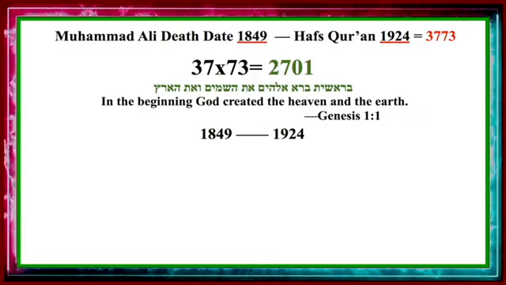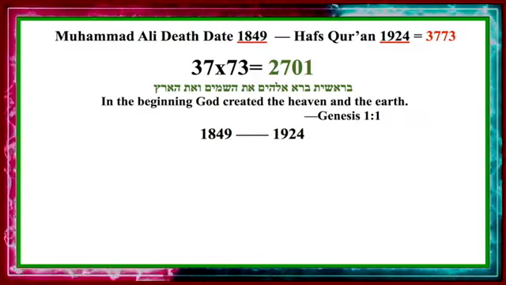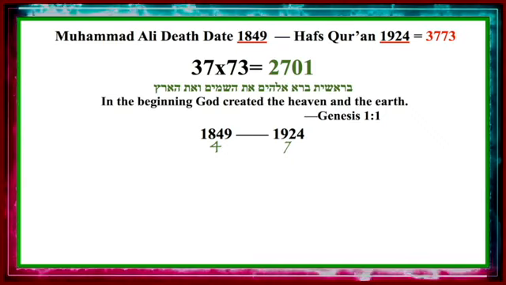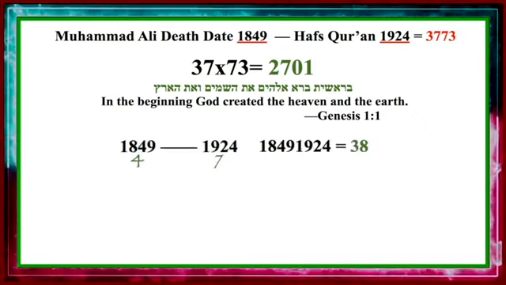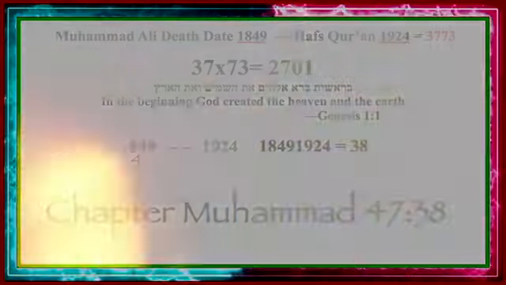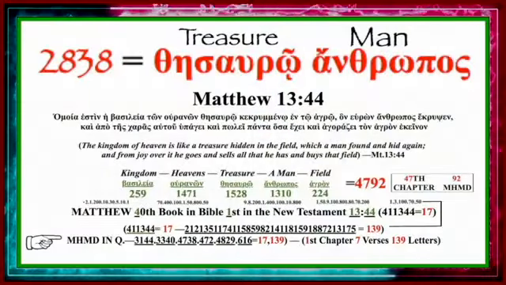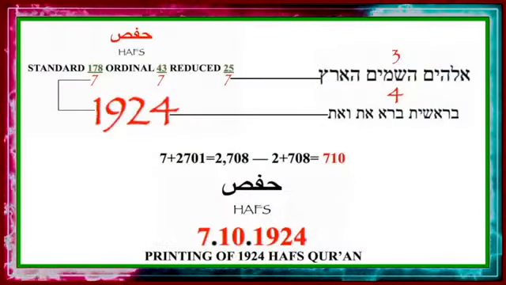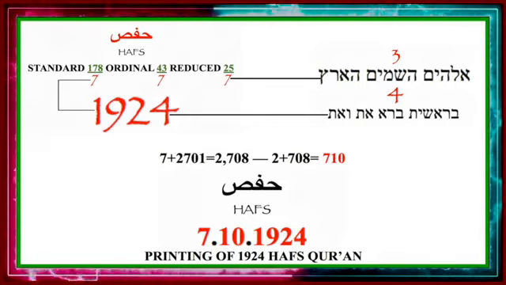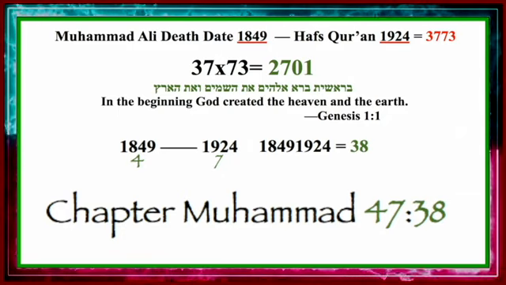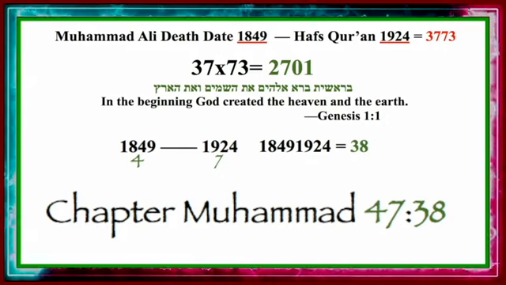If we take the year of death of Muhammad Ali, 1849, and the year the Quran was printed, 1924, and reduce them down, we get 47. If we create a chain of digits, 18491924, we get 38. Bring these numbers together, and we have chapter Muhammad 4738. So Muhammad, as was shown earlier in the mathematical structure in the Gospel of Matthew, chapter 13, verse 44, was about a man and his treasure. Also shown was the 1924 Hafs Quran from the Muhammad Ali dynasty being connected to the beginning of creation of heaven and earth. We also showed how the death date of Muhammad Ali, 1849, and the printing of the 1924 Hafs Quran connects to chapter Muhammad 4738.